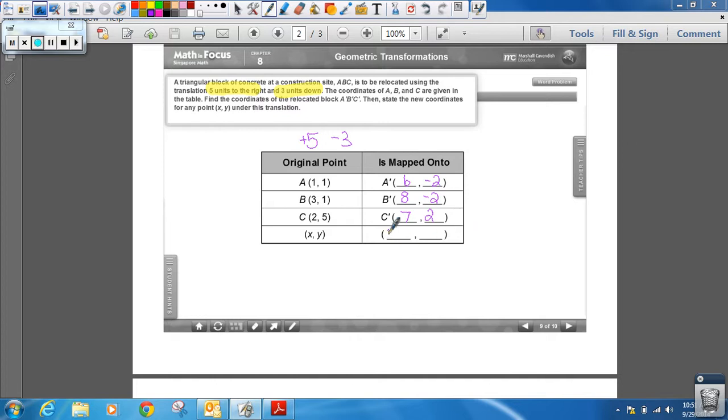Here, we took the x value, and because we moved to the right, we added 5. So that would be x plus 5. For the y coordinate, we took the y, and since we moved down, we subtracted 3, so it would be y minus 3. So that's how you state it for any points, x and y.